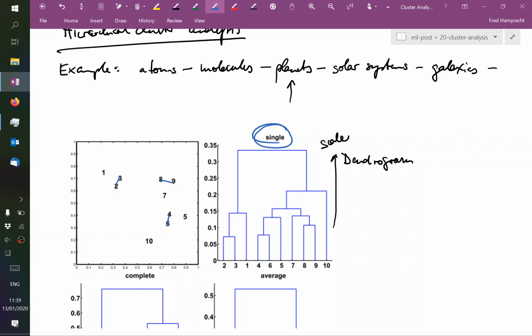But if I now look at, again, the shortest distance between any 2 points or 2 clusters, I can go on. So I think the next one is 5 merging with 4 and 6, and then probably 7 merging with 8 and 9. Then 1 merging with 3 and 2. And then these merge. All right, now currently I'm at this level here. So I can threshold my dendrogram at any level. And at this level, for example, I would have 3 clusters.